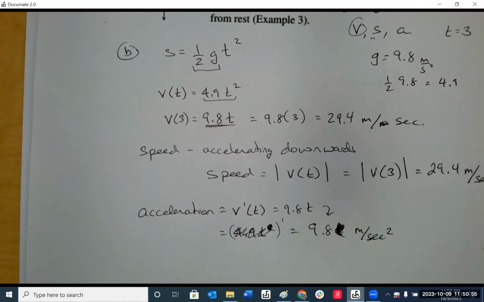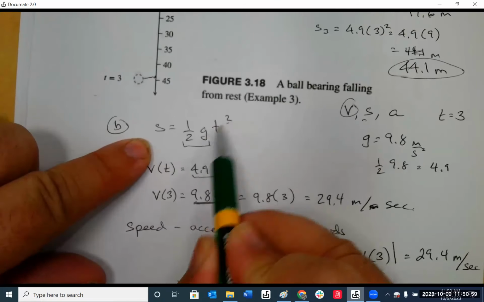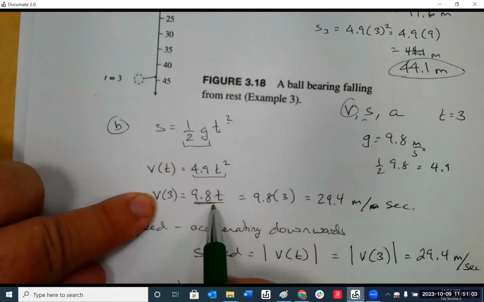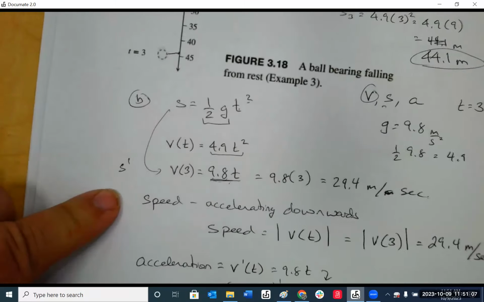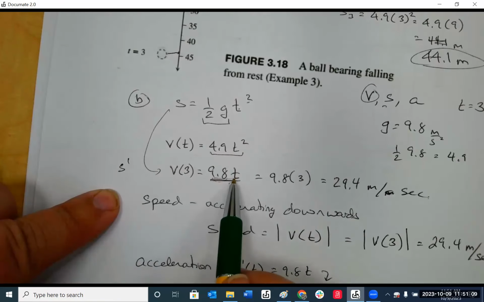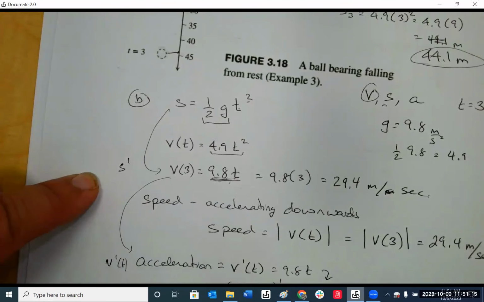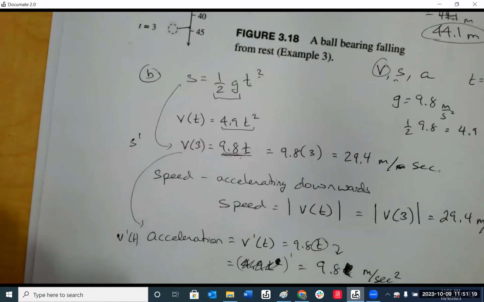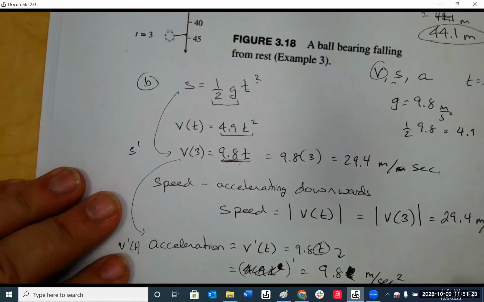There's no t, because we started off with our displacement being squared. We took a derivative of this, and the derivative of that, we got this. This is s prime. So the derivative of that is just 9.8, because 1 times 9.8. So that disappears, it's 9.8.